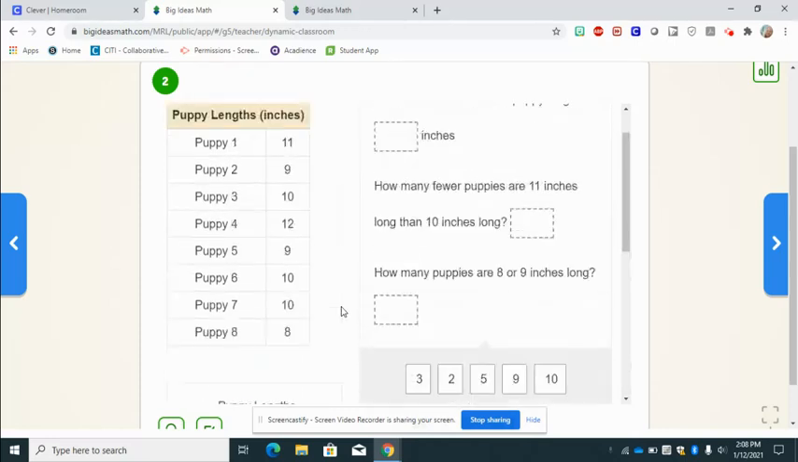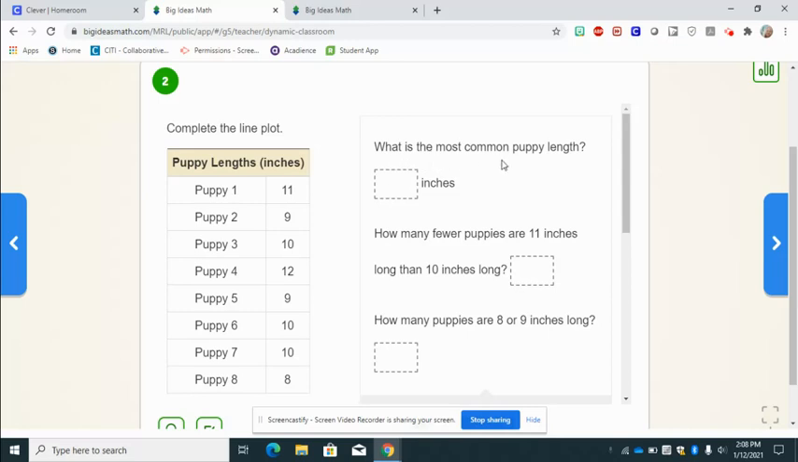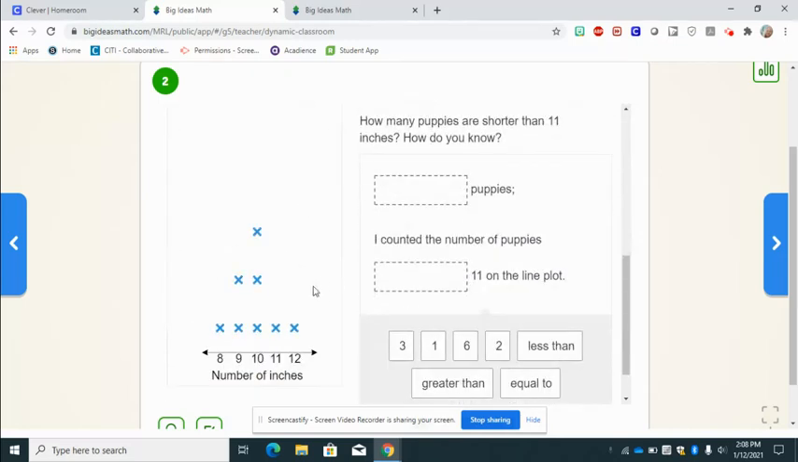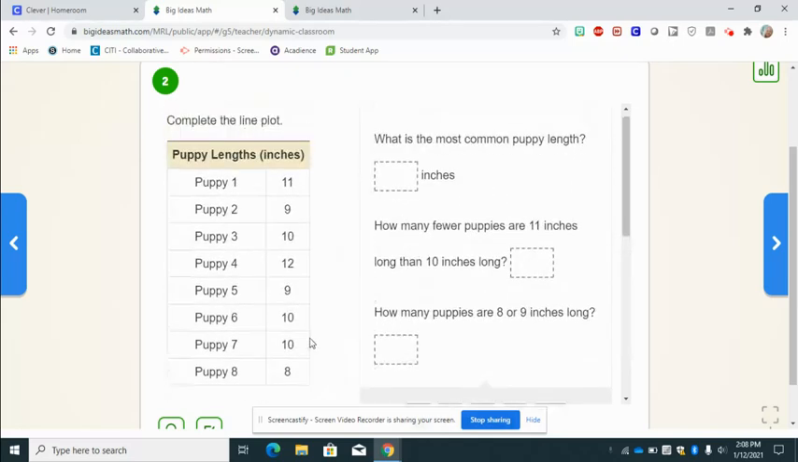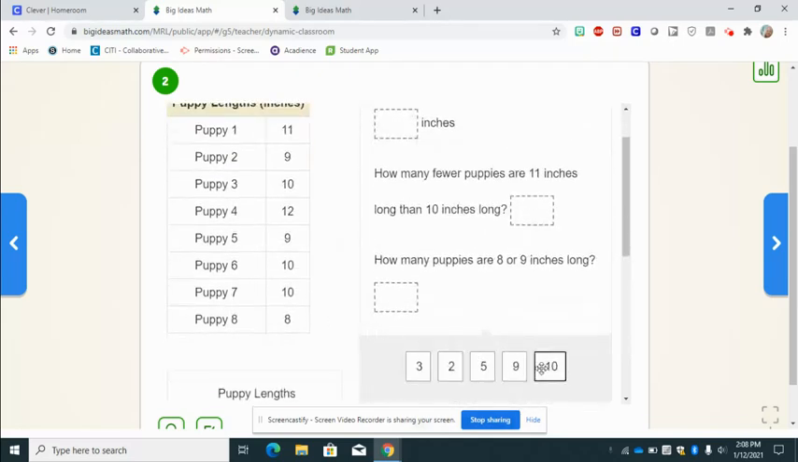Okay, so let's go back and answer the questions. What is the most common puppy length? So we're going to see which one had the most X's, and that's going to be our most common puppy length. 10 has 3 X's, and it has the most, so 10 is the most common puppy length.